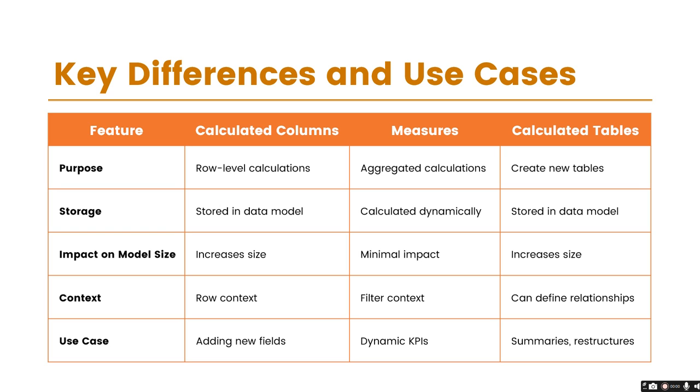Let's compare these calculation types. Calculated columns are best for row level calculations and are stored in the data model, increasing its size. Measures, on the other hand, are ideal for dynamic KPIs or aggregations without increasing the model size. Calculated tables are perfect when you need to create new tables or summaries. So each type has its own unique purpose. Please choose the calculations wisely based on your requirement. All the differences with the features I mentioned here, just go through this.